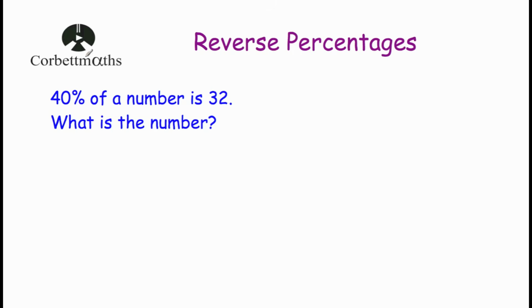So here we've got a question, and our question says 40% of a number is 32. What is the number? So we know 40% of a certain number is 32, and we need to find what that number was. So let's write that down. 40% of our number is equal to 32. Now we want to find our number, and our number is 100%. It's what we started with.